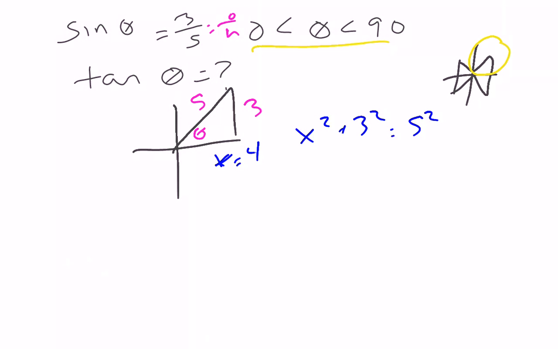My question, though, is what is tangent? So tangent is opposite over adjacent. So that means my answer will be 3 over 4.